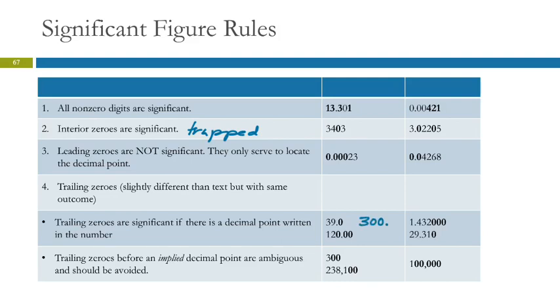300 and then write a decimal point. There's a written decimal point, those zeros are significant now. It looks a little weird though, doesn't it? So we don't usually do it that way. But the written decimal point makes it significant. Any other questions?